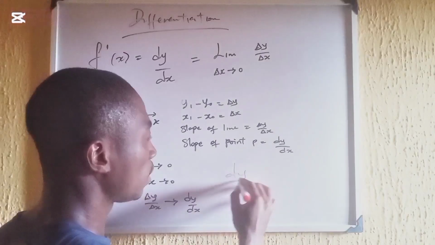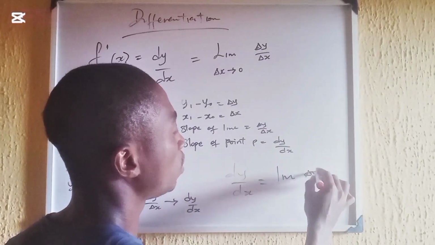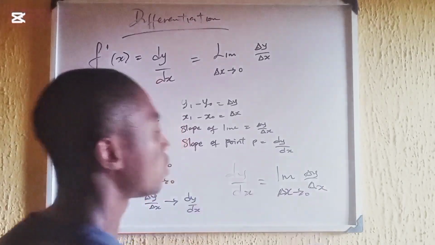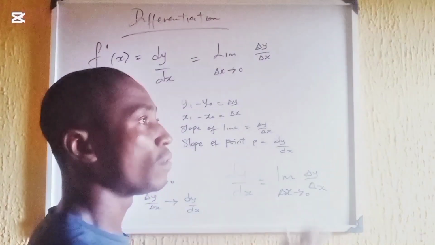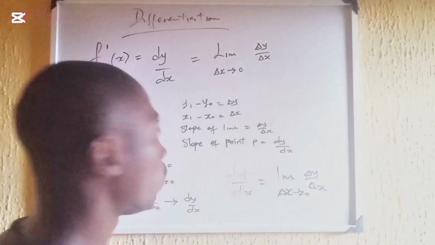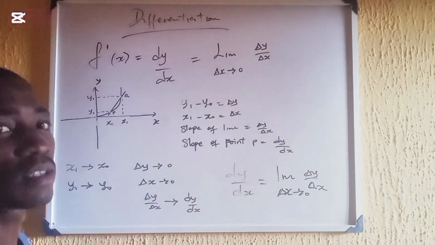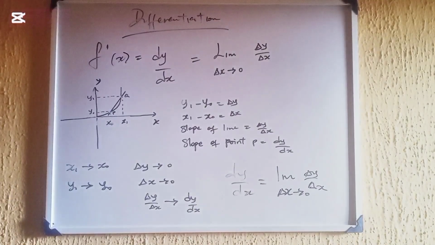Hence, dy/dx is equal to the limit of change in y over change in x as change in x approaches 0. So the function we get when we take this limit is the derivative of the curve, and it will give us the slope of the curve at any point on the curve. So let's try it using the previous equation.